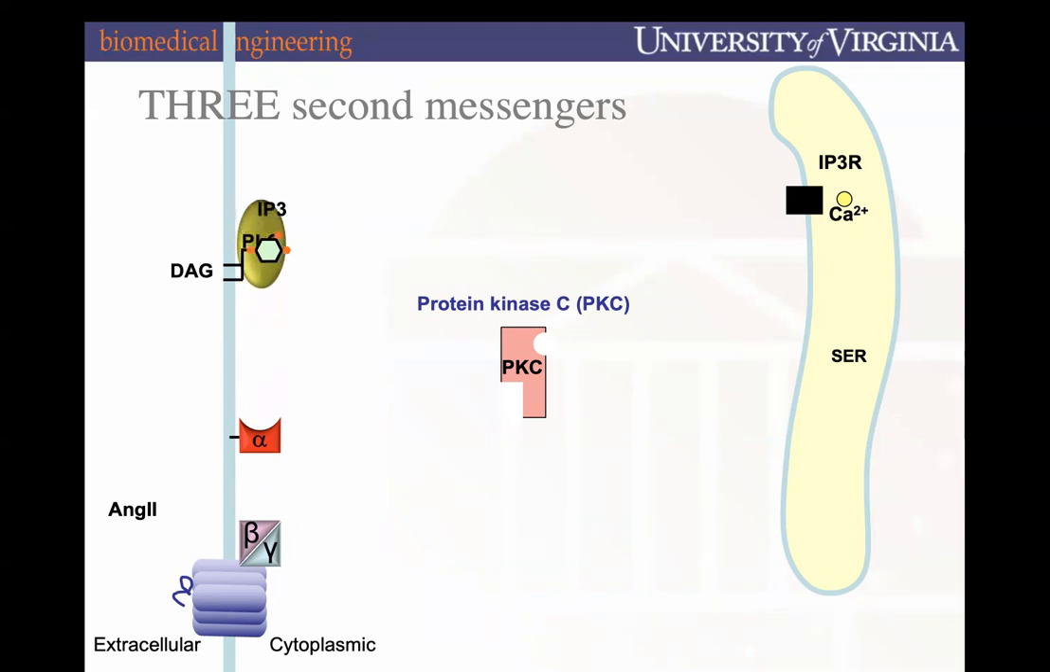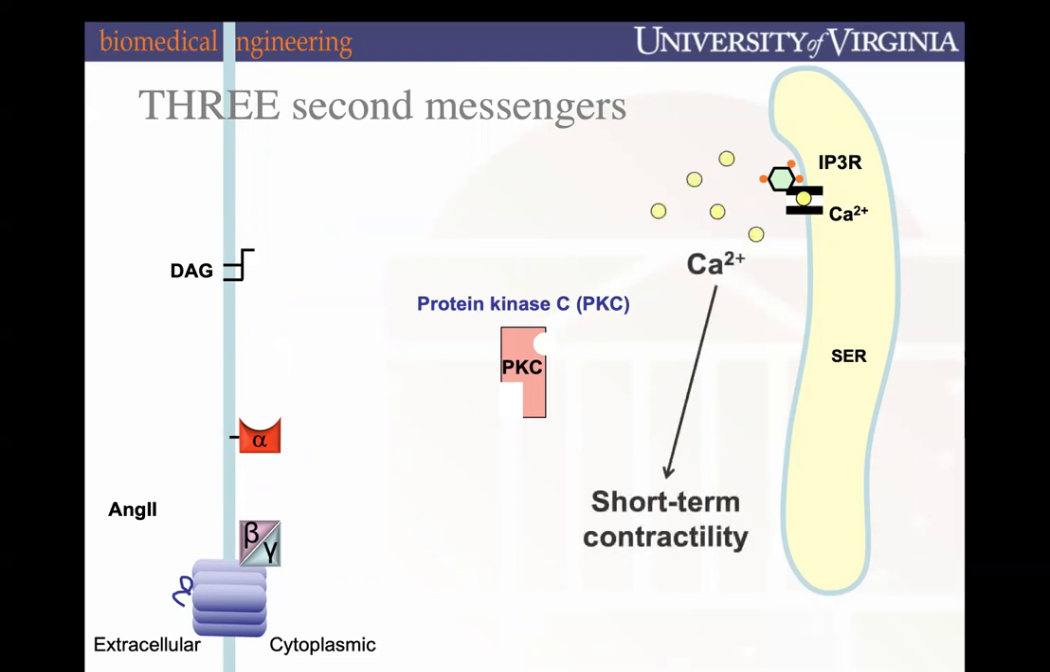Now, IP3's next job is to go down towards the SER, the smooth endoplasmic reticulum. And we talked about before how one function of it is as a reservoir or a storage site of calcium. So it's going to promote the release of calcium from the smooth ER. And this release of calcium is going to be available to indirectly promote the phosphorylation on the regulatory light chain of myosin and promote contraction in smooth muscle cells. So this is how we get short-term contractility in smooth muscle cells.